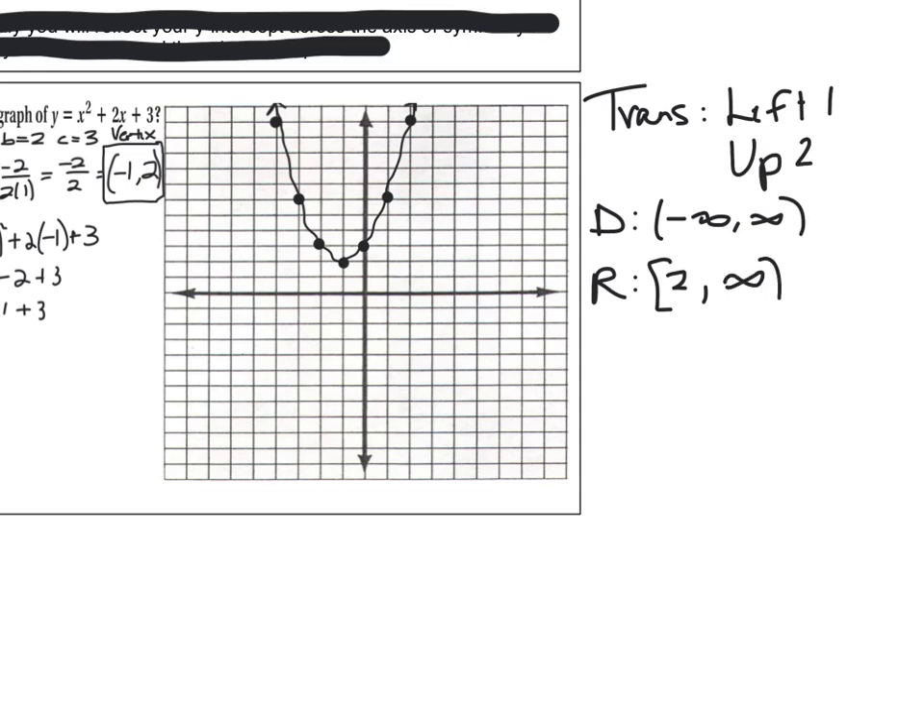This guy has a minimum. It has a low point. And where's that low point located? Well, it's always at the vertex. So negative 1, 2. It's a minimum at negative 1, 2.